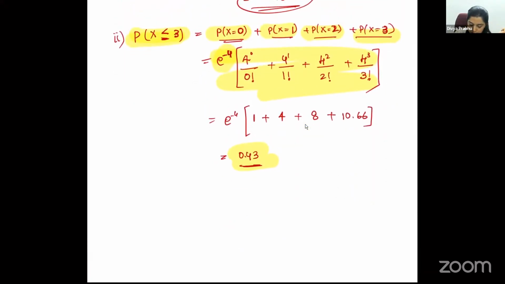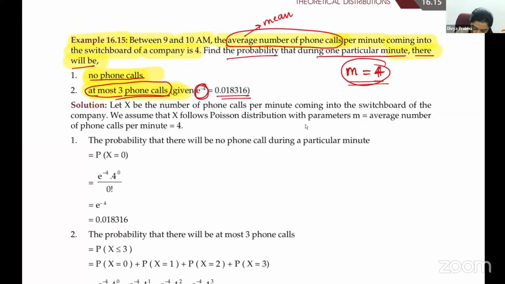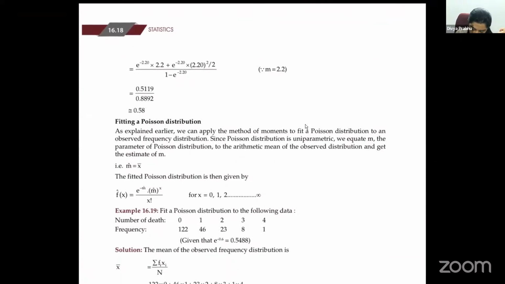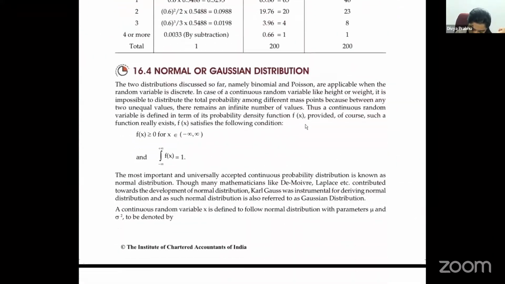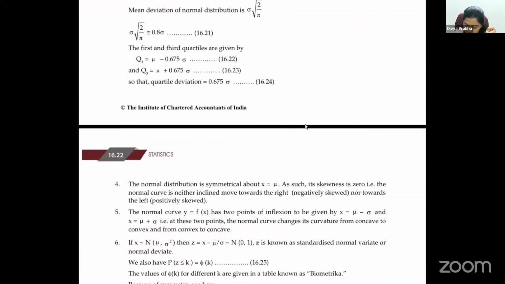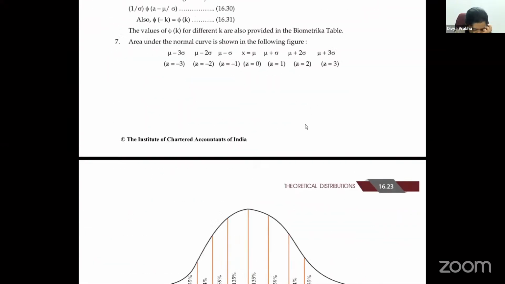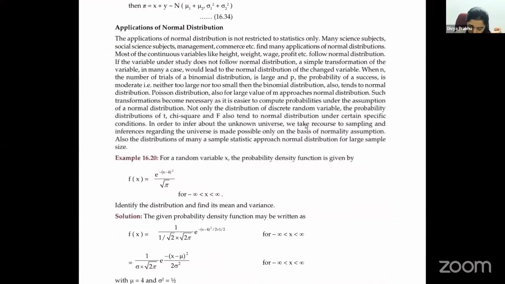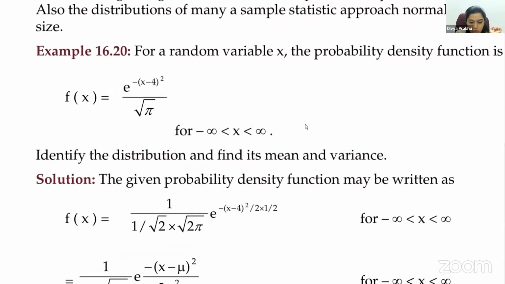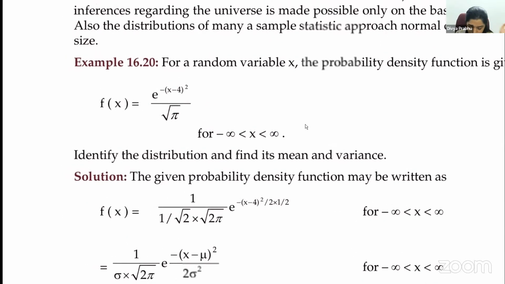We'll move to the next question, which is on page 16. Sorry, question number 16.20. Just one question on normal distribution we will solve. I'll tell you how the question on that big formula will come. You can see here 16.20. This is the question given.